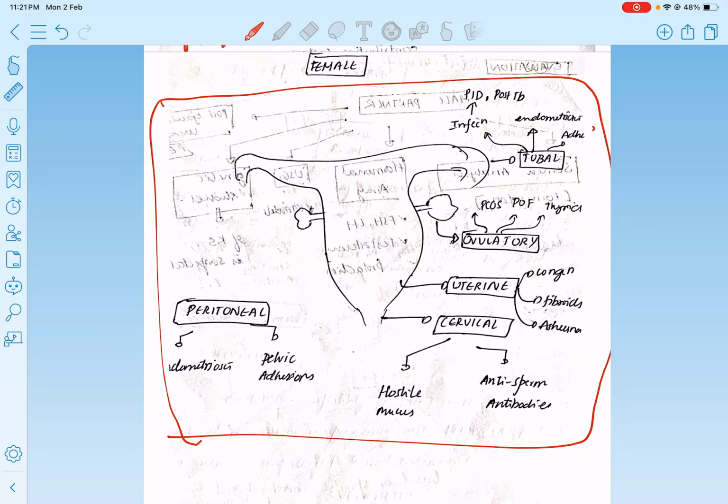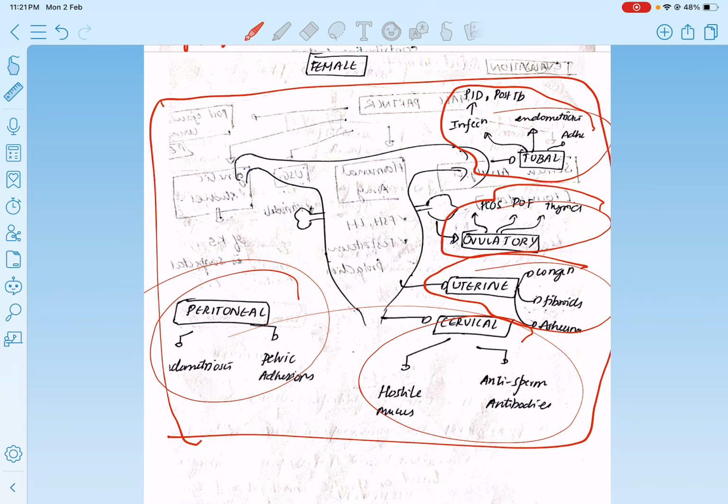So basically, the first thing you have to discuss is tubal. Then you need to talk about the ovaries. Then you need to talk about the uterus, then the cervix. Then at the end you need to talk about the peritoneum. Place it accordingly and make sure.